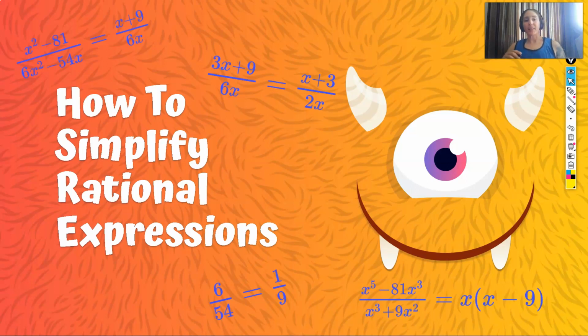So don't think that this is any more complicated than what we learned in maybe elementary school, how to reduce a fraction. It's the same thing. We're just throwing some letters in there with it, okay? But the concept is all the same. So let's see what I mean by that.